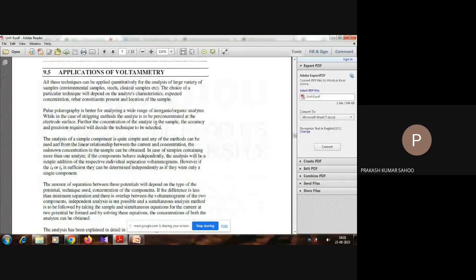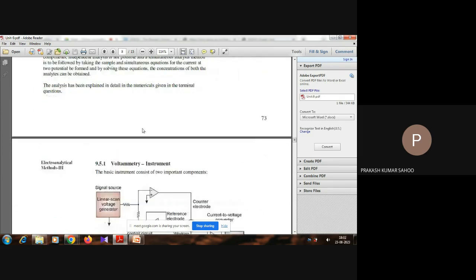Then at the end, we have applications of voltammetry. This is just homologous to your polarography. So all these techniques can be applied quantitatively for the analysis of a large variety of samples. The choice of a particular technique will depend on the analyte characteristics, expected concentration or other constituents present, and location of the sample. So these are the theoretical parts.